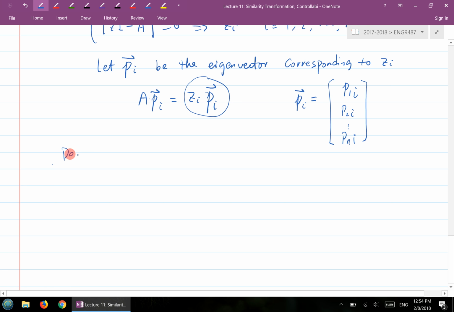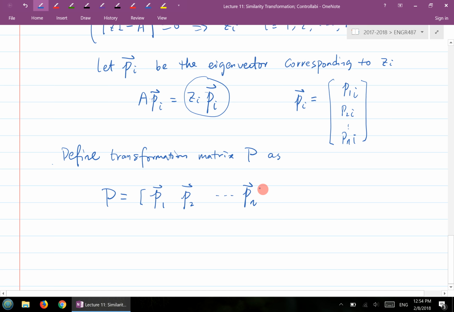So let's define basically what that matrix P is, okay? I will show you why this is, but let's write it down first. Let's define this transformation matrix P as this one. So capital P equal to P1, P2, and Pn. So this is how we define that transformation matrix P.